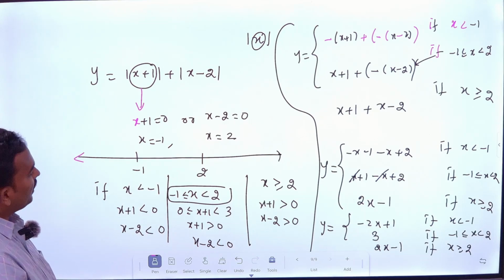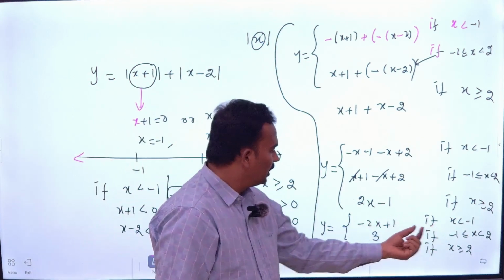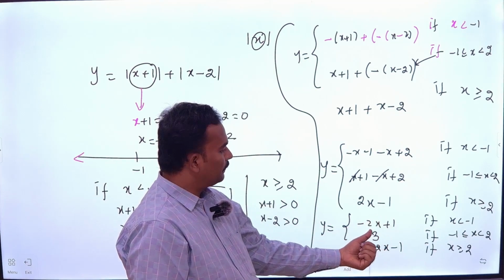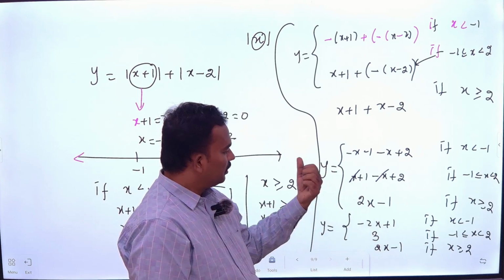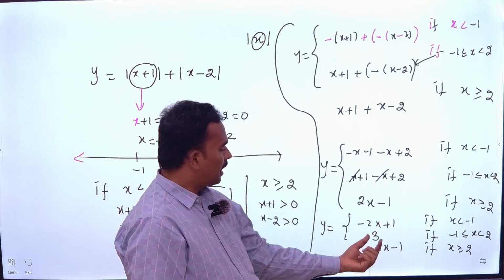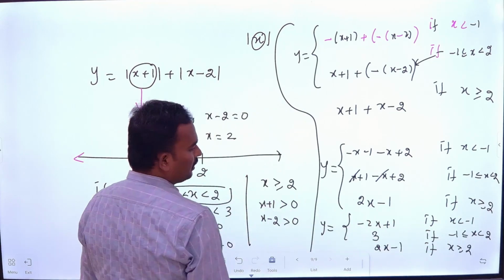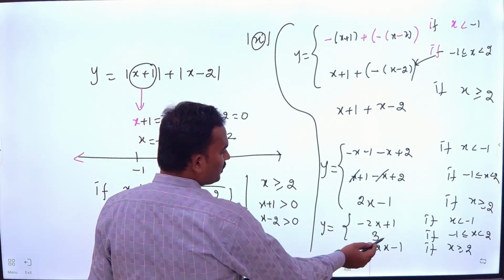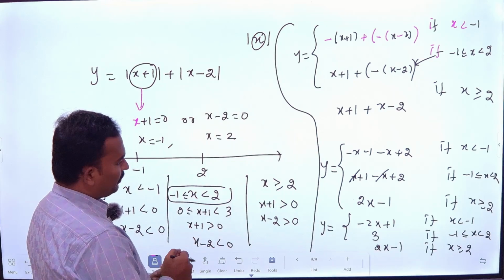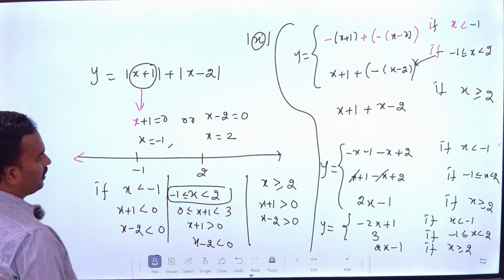For the range, you can see x less than minus 1 is the input value. We need actually minus 2x plus 1. First, what do you have to do? You have to multiply by minus on both sides, minus 1 on both sides, and then you can multiply 2 and add 1. Understood? The second thing is minus 1 to 2, it will be 3. And the third thing is x greater than 2, 2x minus 1.